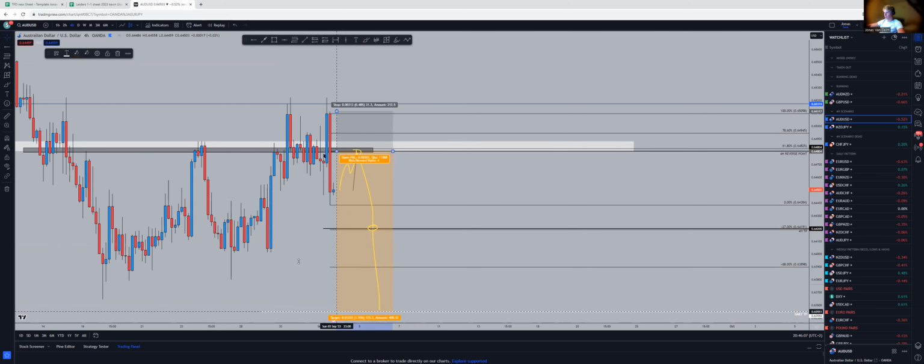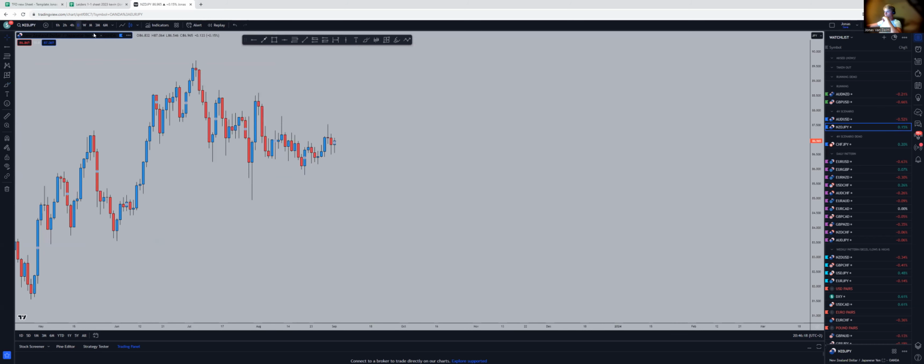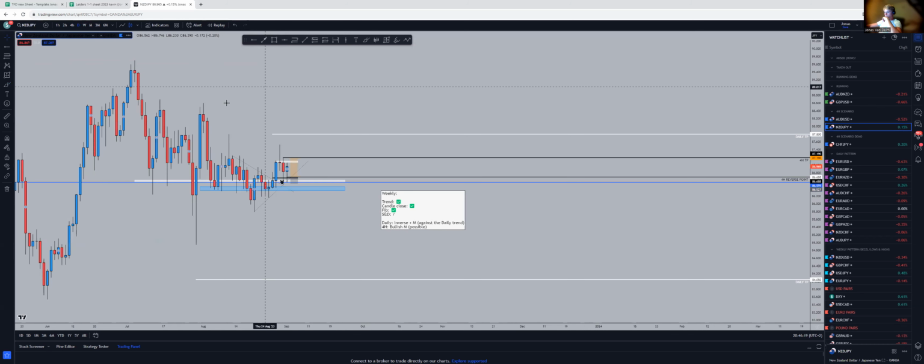Yeah, like 4%, something like that. So this was AUDUSD, then NZDJPY. If I go to the daily chart, what can you see on NZDJPY? On NZDJPY, we have a pattern within a pattern.